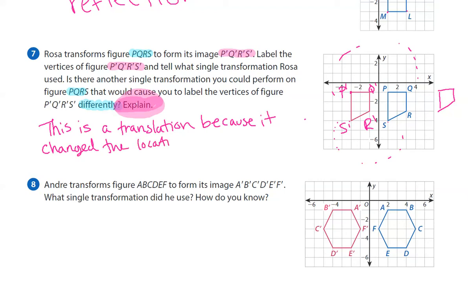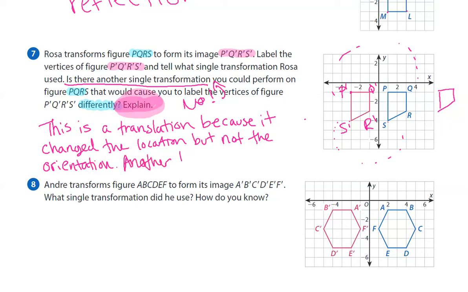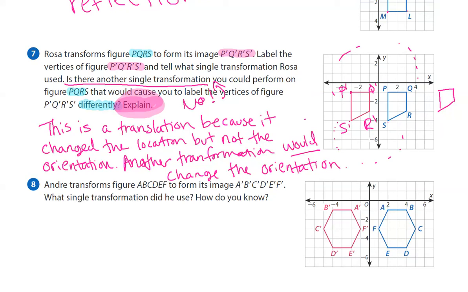Location but not the orientation. And the answer to is there another single transformation? That's a no. Another transformation would change the orientation. So no dice there.